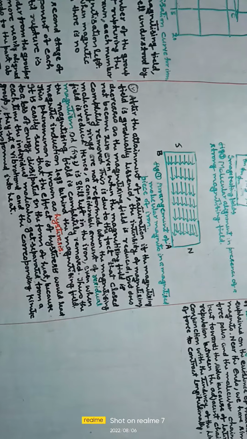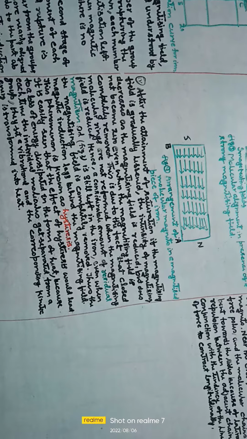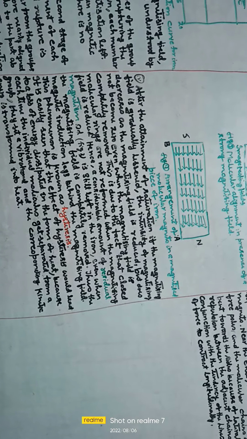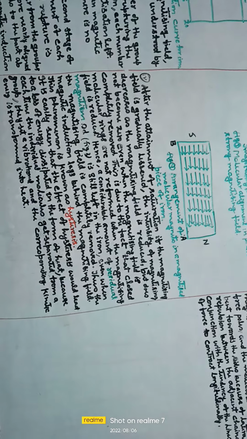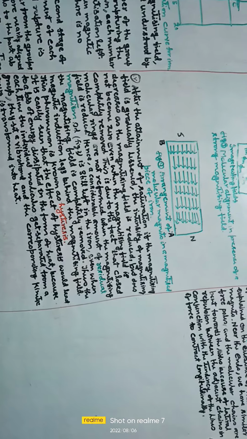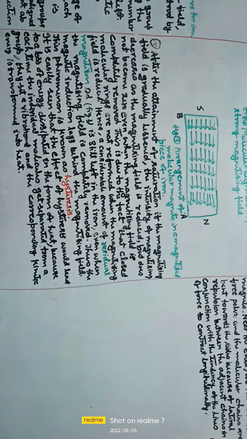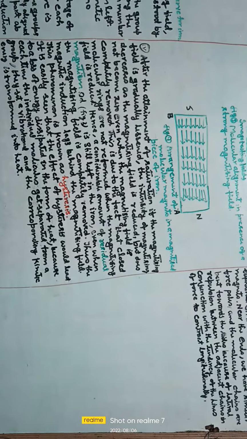This phenomenon is called hysteresis. It is easily seen that the effect of hysteresis would lead to a loss of energy dissipated in the form of heat, because each time the individual molecules get separated from a group, they set up vibration and the corresponding kinetic energy is transformed into heat.